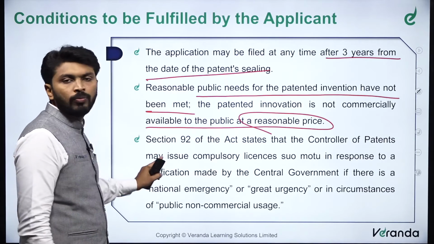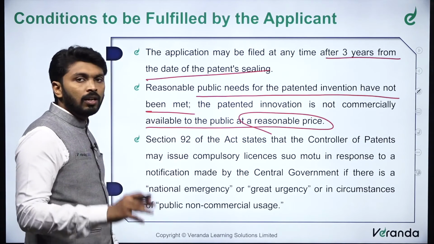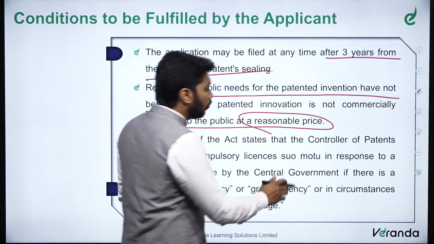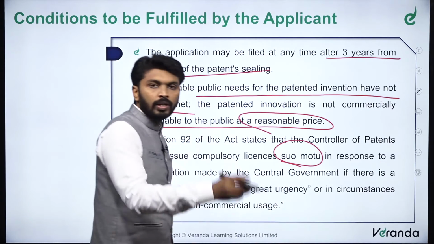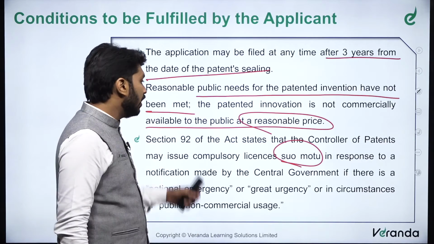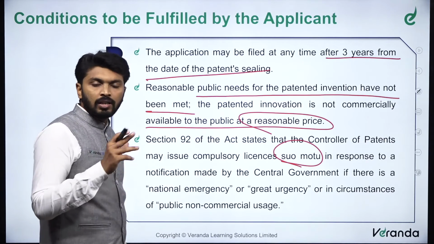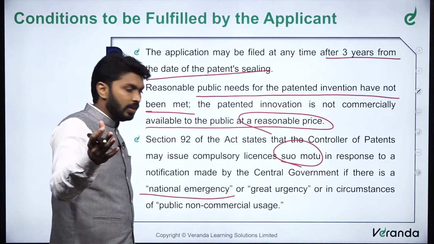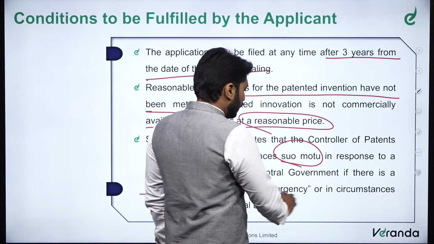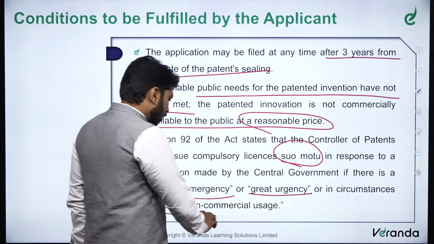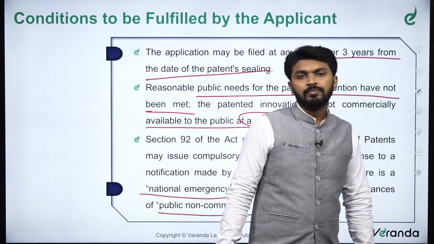Section 92 of the Indian Patent Act states that the Controller of Patents may issue a compulsory license suo motu, without any application, without any person appealing for a compulsory license, in response to a notification made by the central government if there is any national emergency, that is, in the case of a health emergency, or if there is any great urgency or in circumstances of public non-commercial usage.